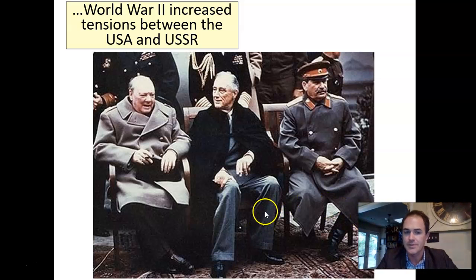You see here what are known as the Big Three. This is Winston Churchill, Prime Minister of Great Britain. This is Franklin Delano Roosevelt, President of the United States. And Joseph Stalin, officially the General Secretary of the Communist Party of the USSR, which is a mouthful. We'll call him the leader of the Soviet Union.